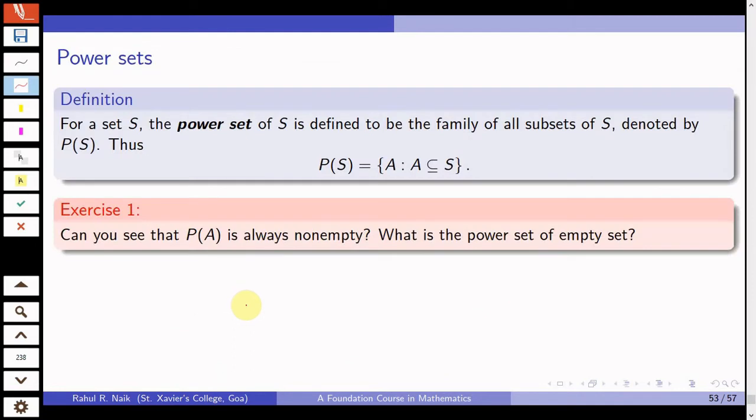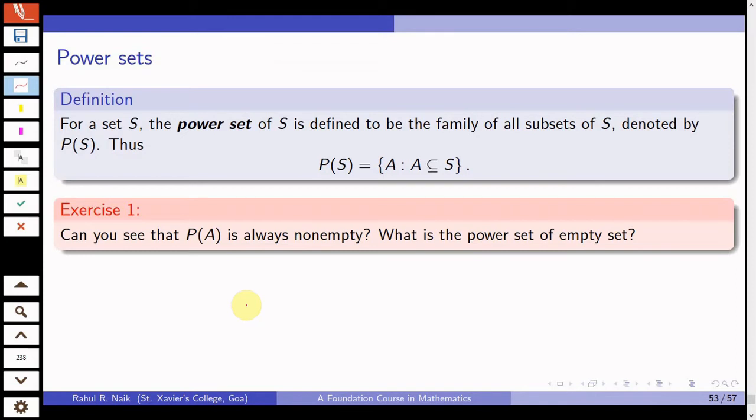Next, we talk about the notion of power sets. Given a set, we talk about all the subsets of that particular set, and when we collect these subsets, we call it the power set of that particular set. So, that is a formal definition. For a set S, the power set of S is defined to be the family of all subsets of S, denoted by P of S. That is the standard notation.